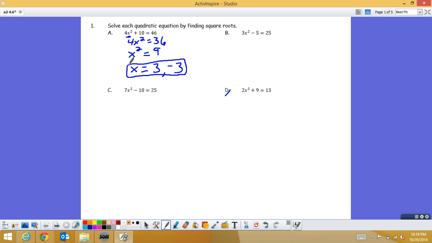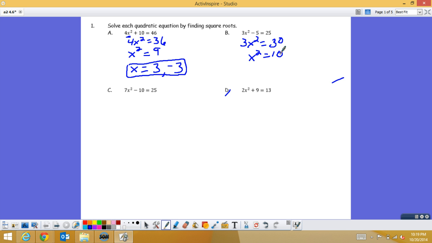In B, we're going to do the same thing again, except this one will have actual irrational solutions. There will be a square root that does not come out evenly in this case. First thing we do in this one is we want to get the x squared by itself by first adding the 5. So 3x squared is equal to 30. Sorry, 25 plus 5 is 30. And then we divide by 3 to get an answer of 10. There we go. So x squared is equal to 10.